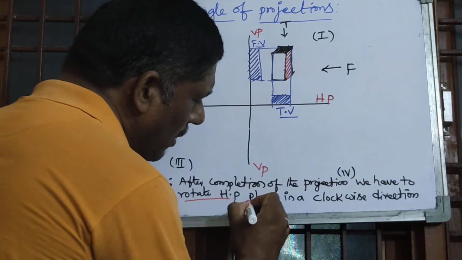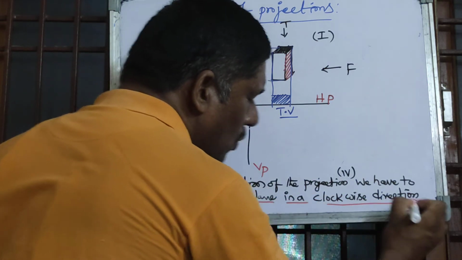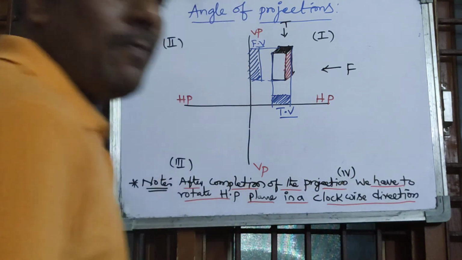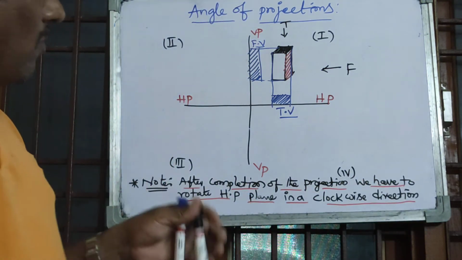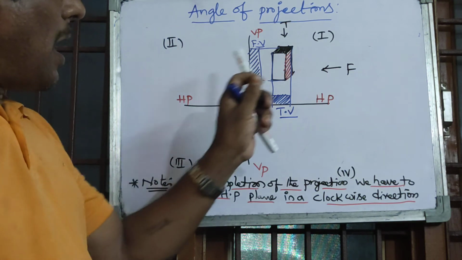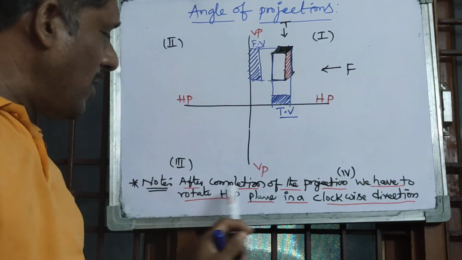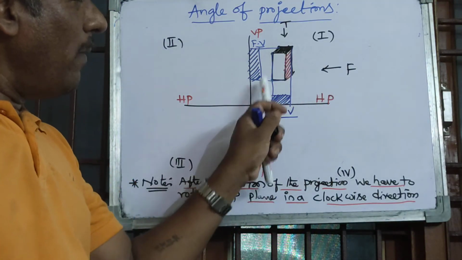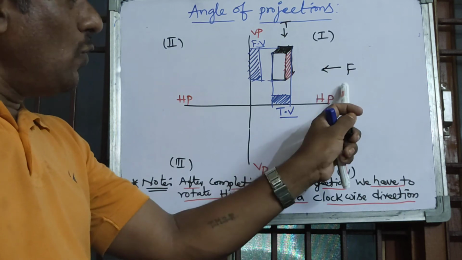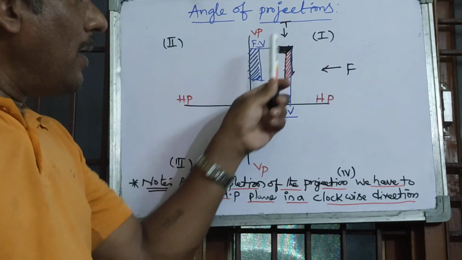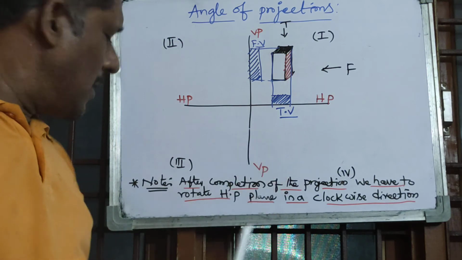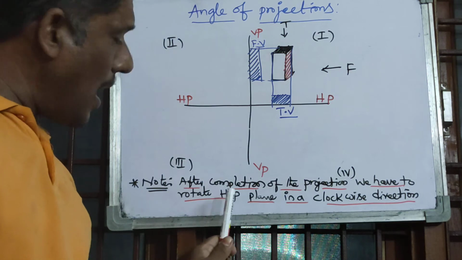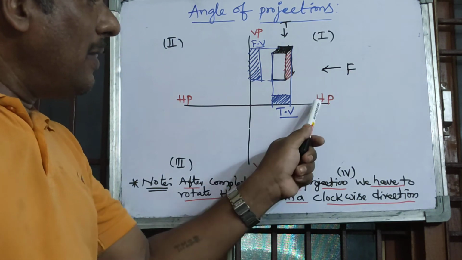So you must keep it in your mind. Note down this point. What I wrote here, note, means after completion of the projection, that is, front view projection is over and top view projection is over. Front view falls on the vertical plane, top view falls on the horizontal plane. So after completion of the projection, we have to rotate the horizontal plane. Which is the horizontal plane? This is the horizontal plane.